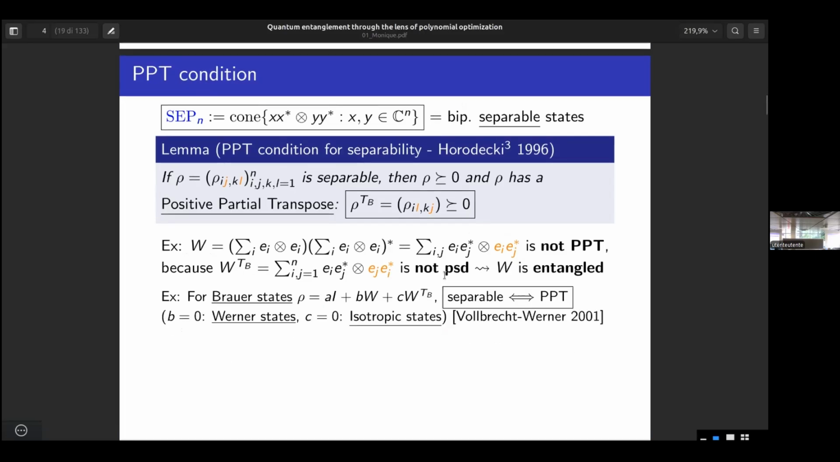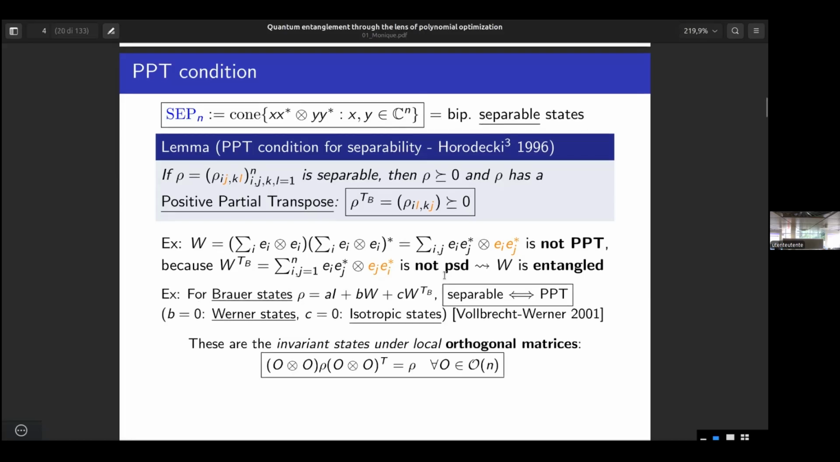It's very nice to look at the class of states known as the Brauer states, which you get by taking a combination of the identity, W, and its partial transpose. And for this class of states, so this is a 3-parameter class, it can be shown that separability can be parameterized in fact by the PPT condition. So the PPT condition already suffices to characterize separability. If you set one of these to 0, you get the Werner states.